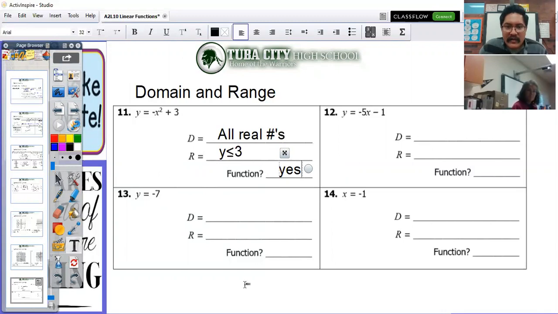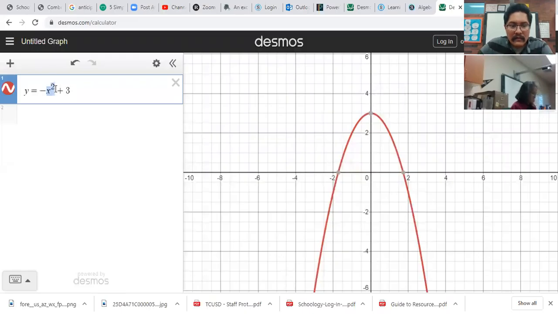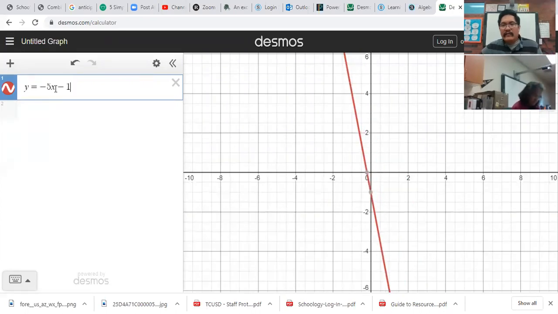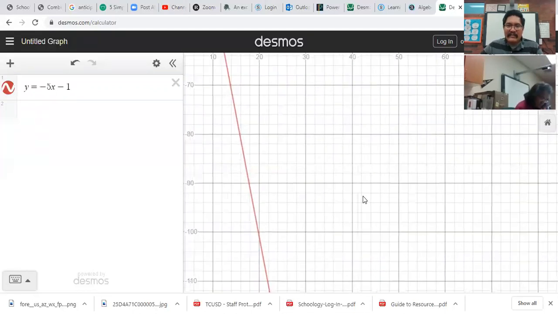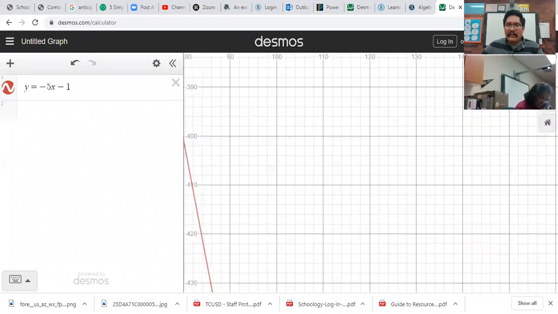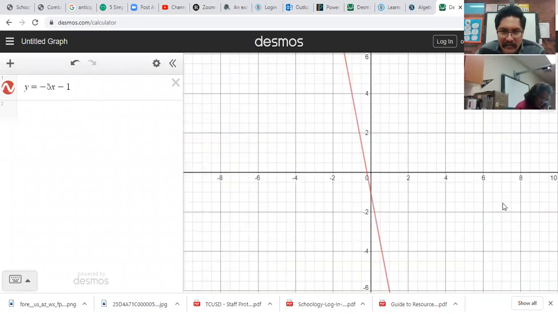Now on to number 12, and I'm going to go back over there. So let's see, negative 5x minus 1. I'm going to go ahead and push that in there. And again, these lines go on and on forever in both directions. I could be here all day showing you where this line is going, but I've got better things to do today. So keep that in mind, because tomorrow we're going to be doing some graphing, and you have to keep in mind that these lines move on in both directions forever.